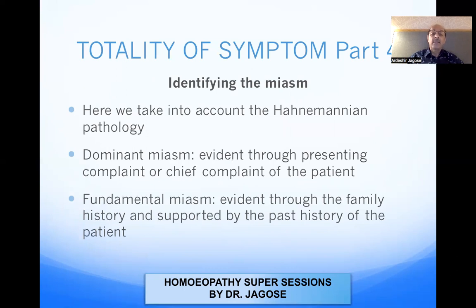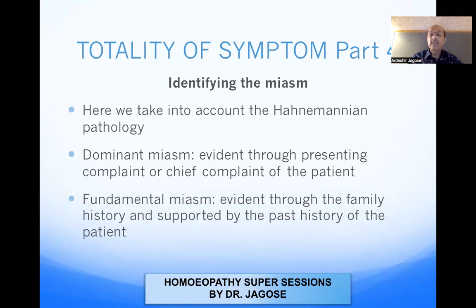Then identifying the miasm. Here we take into account the Hahnemannian pathology. That is, we have to identify what is the dominant miasm and what is the fundamental miasm. So the dominant miasm is evident through the presenting complaints or chief complaint of the patient. So when we take a case, we take into consideration the chief complaints, the origin, duration, progress. So that part of the case, the chief complaint along with ODP, will tell you something about the dominant miasm. Whereas the fundamental miasm will be obtained from the family history and it is supported by the past history of the patient. So you go through the family history, see what diseases are there. So you may get only one miasm or you may get more than one miasm. That is a complex miasm. So if a single miasm is there, it is simple to treat. If a complex miasm is there, it is difficult to treat, though not impossible.